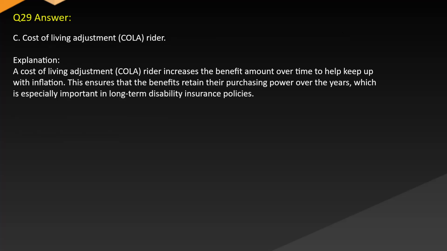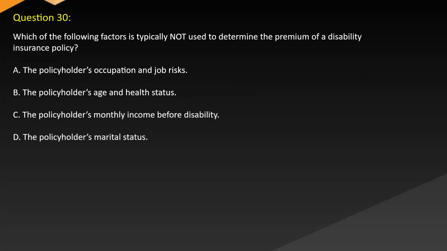Answer: C. Cost of living adjustment (COLA) rider. Explanation: the cost of living adjustment COLA rider increases the benefit amount over time to help keep up with inflation. This ensures that the benefits retain their purchasing power over the years, which is especially important in long-term disability insurance policies.